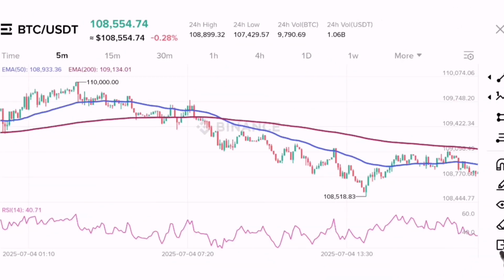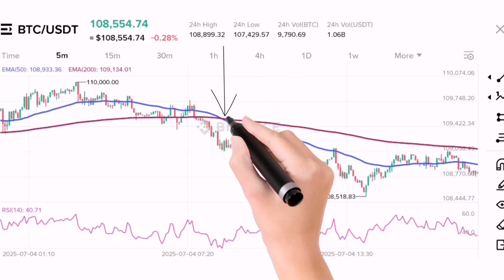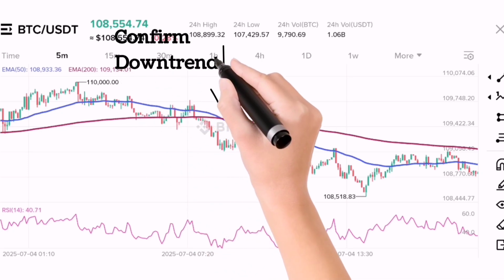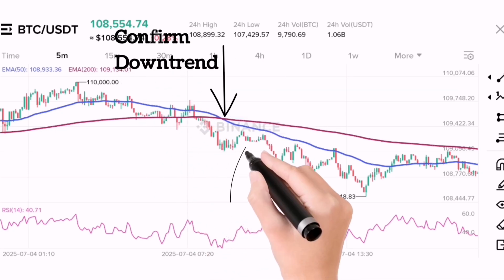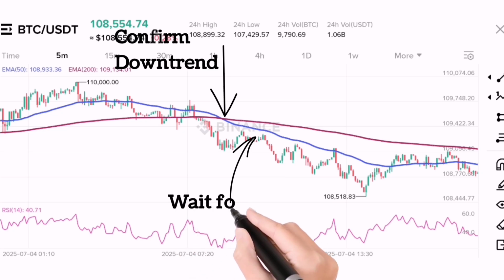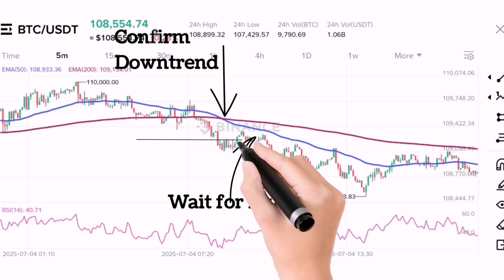Sell setup explained, for short sell trades. Step 1. Confirm downtrend. EMA 50 must be below EMA 200. Price must stay under both EMAs. Step 2. Wait for pullback. Let price pull back near EMA 50 or 200.